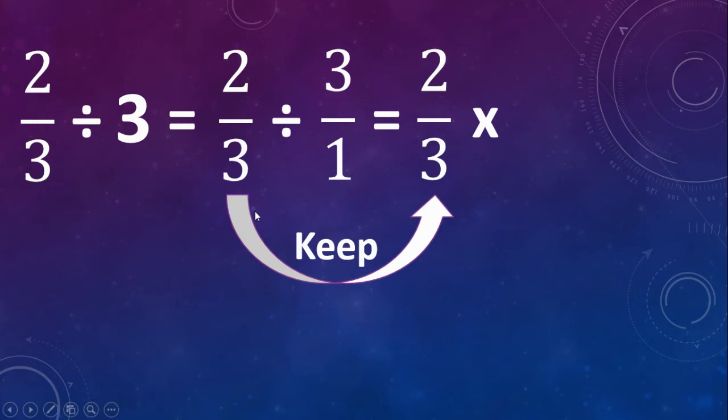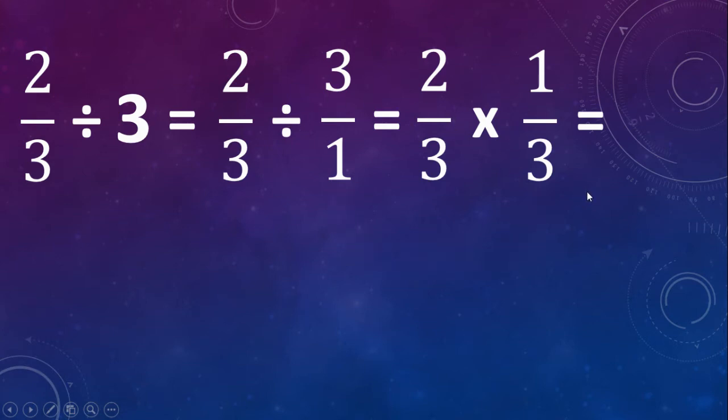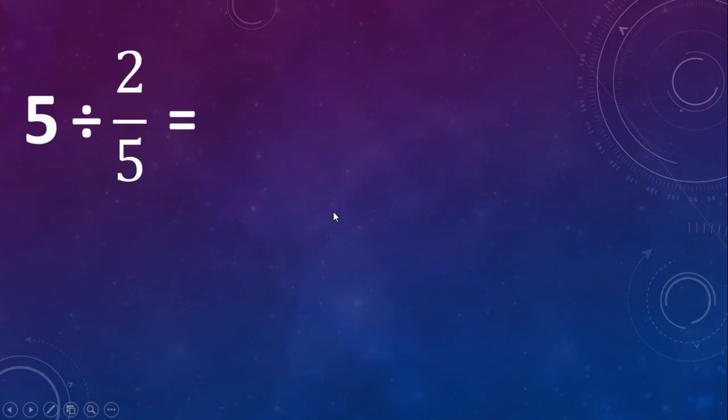Kept the first fraction the same. Flipped the second fraction. And we changed our sign from division to multiplication. So 2/3 divided by 3 equals 2/9. Again, this extra step of putting the whole number over 1, I think is really important.